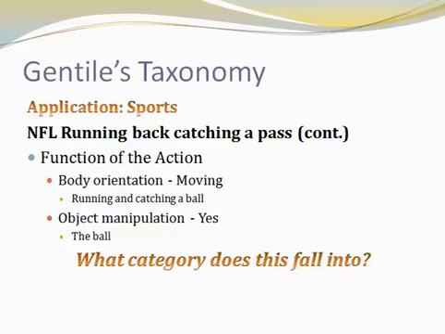So our NFL running back catching a pass, the category is 4D. It is our most complex type of motor skill, and that has to do with the in-motion regulatory conditions, the presence of intertrial variability, the presence of body transport, and also manipulation of an object. So that would be 4D.